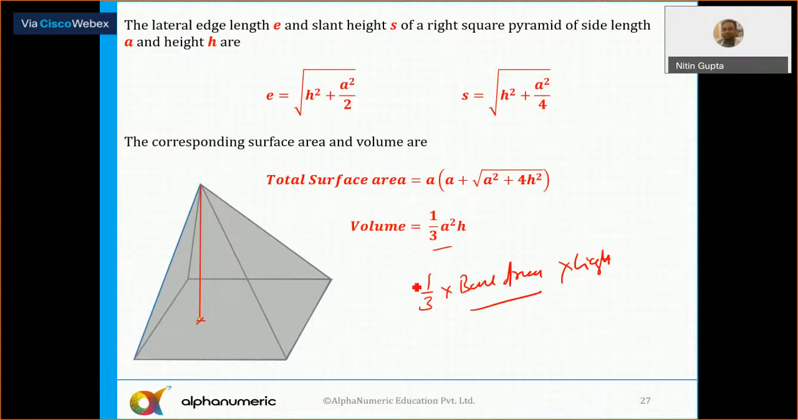Volume of a pyramid is always equal to one-third of base area into height. The total surface area, again, is for a square only. So instead of mugging it up for the square, you should know the general approach and how to find the height and other things here. So can we move to the next slide now?